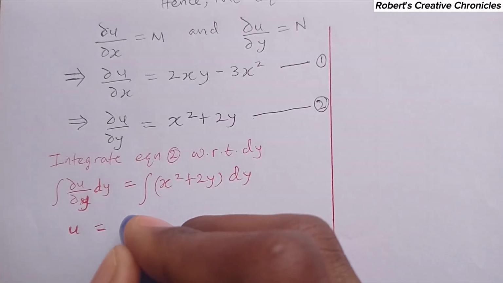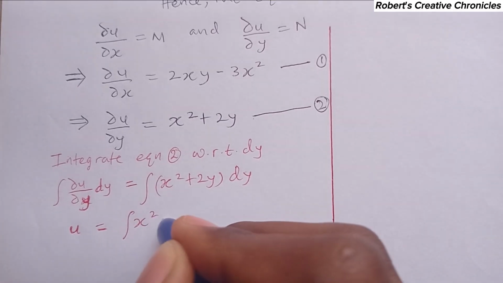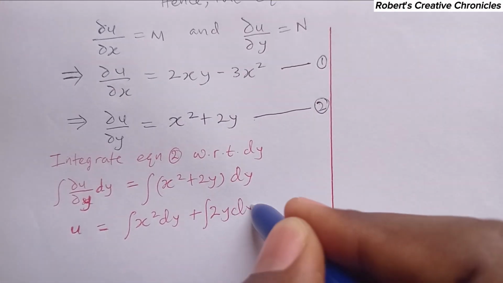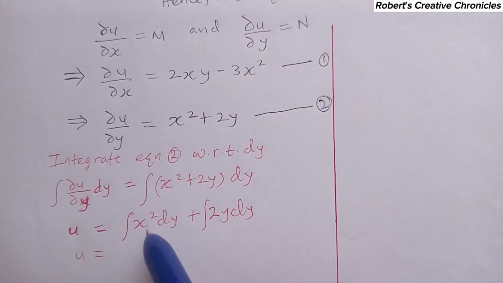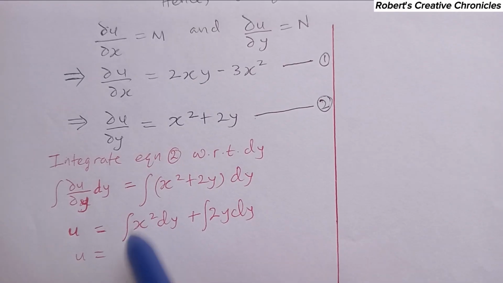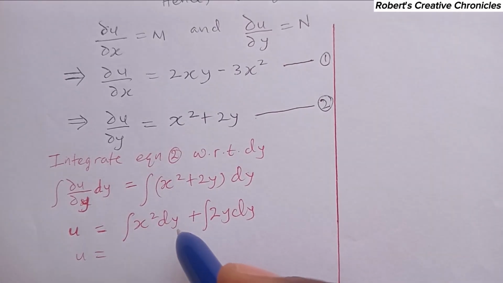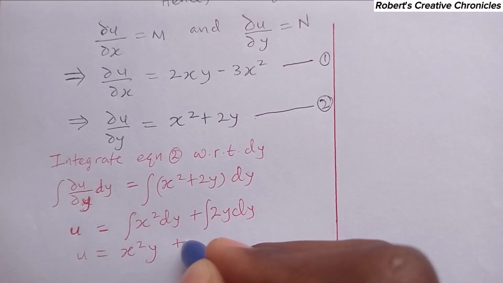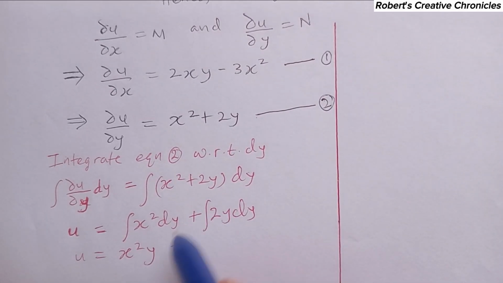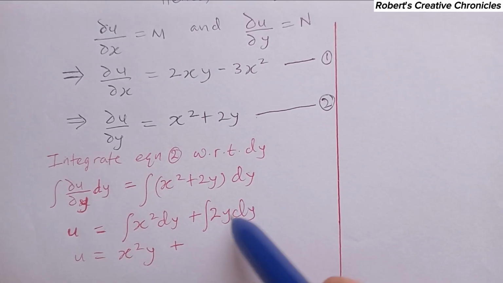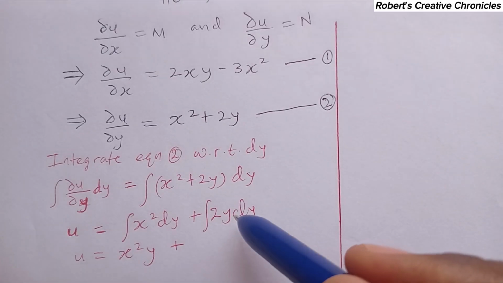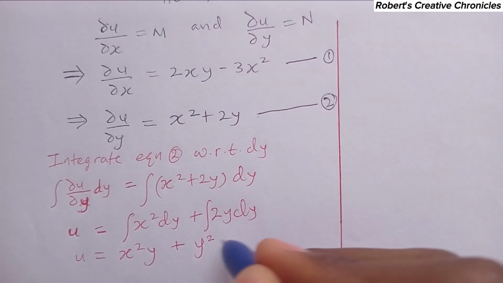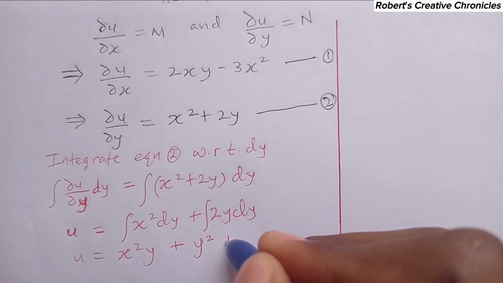Let me open the bracket so you see x squared dy plus 2y dy. This one will be treated as a constant, so I'll factor x squared out. The integral of dy is y, so it will be x squared y plus this one. I'll factor the constant 2 out, but since it's with respect to y, I cannot factor y out because y is the variable we are integrating. So it will be 2y squared over 2. The 2 cancels the 2, so it becomes y squared. Then we'll add the constant of integration.